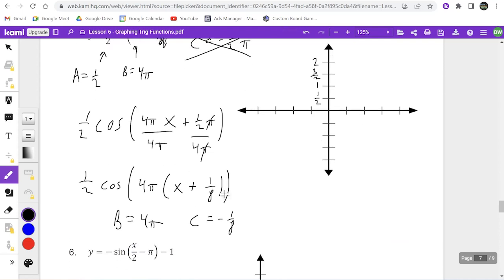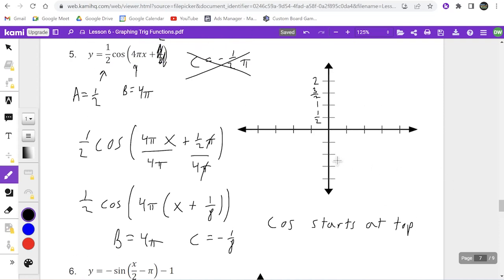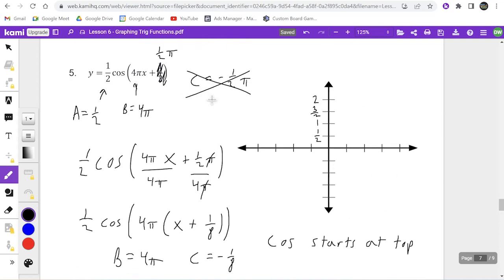Also with cosine, we know cosine starts from the top position. It looks like D is 0, which means there's no vertical shift. That means that 0 is my reference point. I want to start at the top, but I got to shift 1/8 to the left. How much is 1/8, right? That's why we do the whole period thing, because we don't know how much 1/8 is right now. Could be 1 tick mark, could be 2 tick marks, could be 4 tick marks. I have no idea. So how do we find the period?